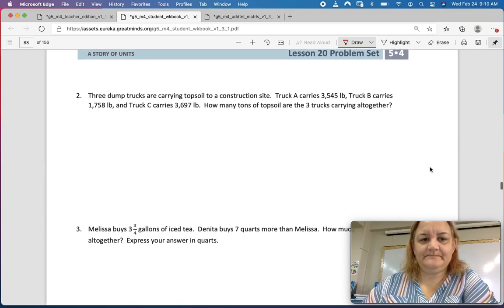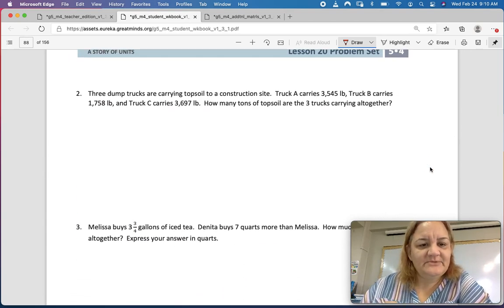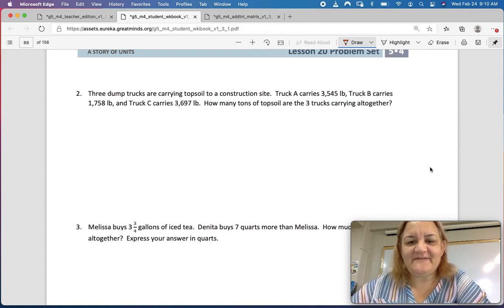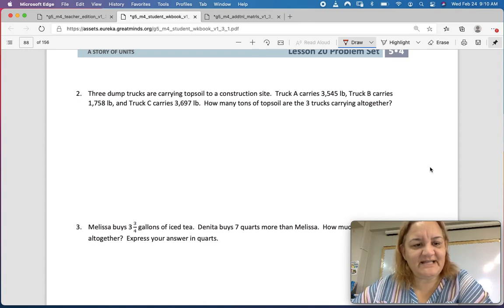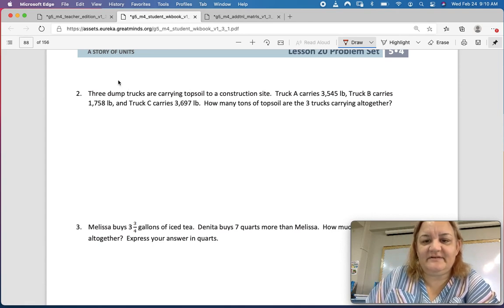Next one, problem. 3 dump trucks are carrying topsoil to a construction site. Truck A carries 3,545 pounds. Truck B carries 1,758 pounds, and Truck C carries 3,697 pounds. That's a lot. How many tons of topsoil are the 3 trucks carrying all together? So we're going to convert to tons.